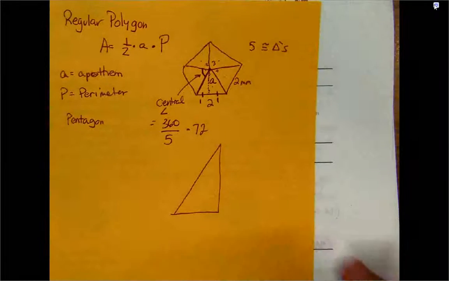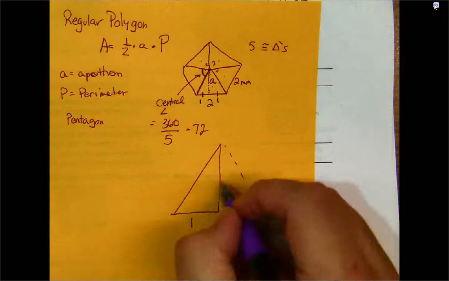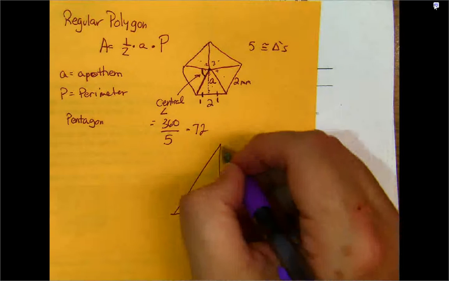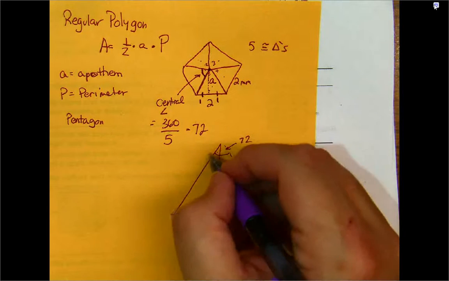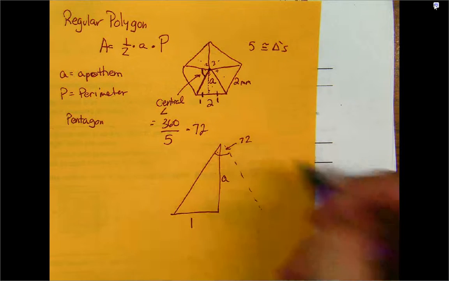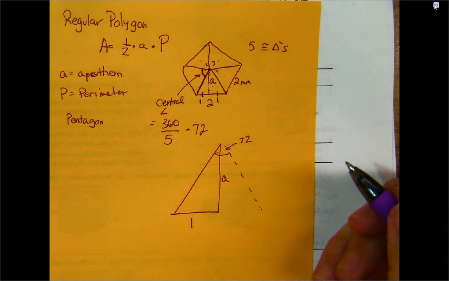So that's a 1. That's my A. And this angle right here is 72. So if I cut the 72 in half, what's this angle right here then? What's half of 72? 36. So that's 36 degrees.